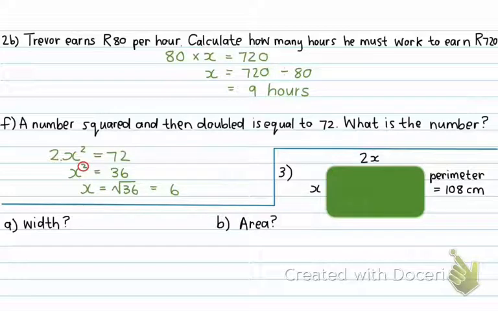Okay, the last question here. They tell us that a square has the breadth of x and the length of 2x, and the perimeter is 108 centimeters. Okay, and we must calculate the width. Okay, the width is the same as the breadth, right? Okay, what is the formula for the perimeter of a rectangle? That is 2 times length plus the width.